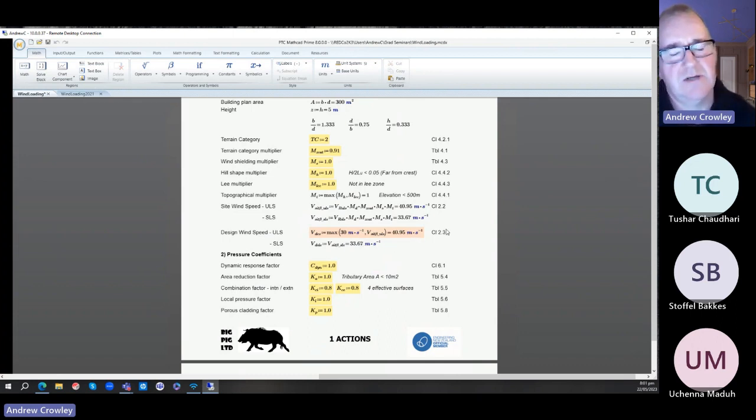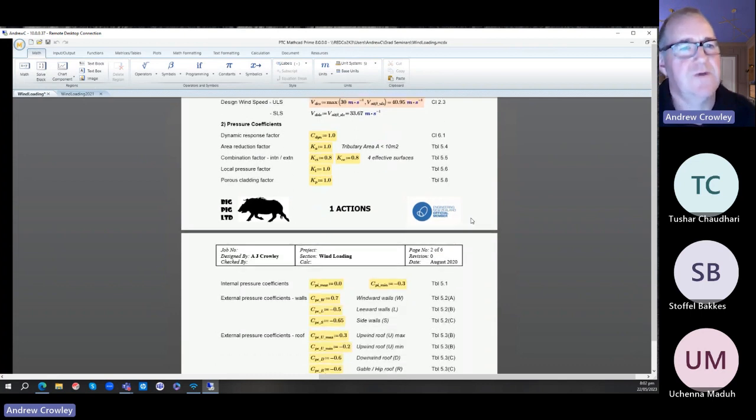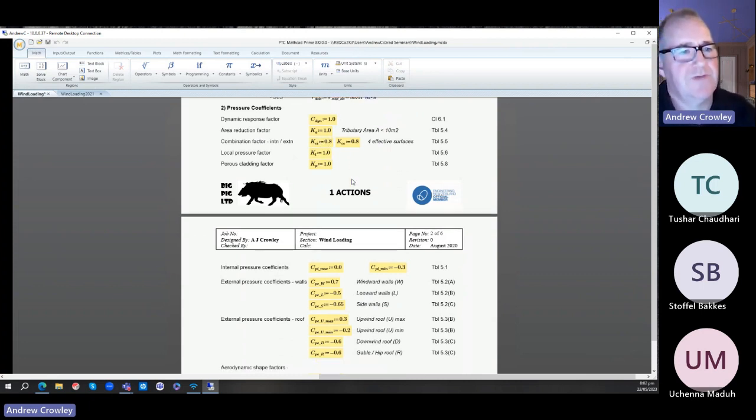There is actually a clause that says your minimum design wind speed is going to be 30 meters per second. It's not usually the case that that dominates either. To derive your pressure coefficient, you add on your combination factors, your area factors, your local pressure factors, and so on.